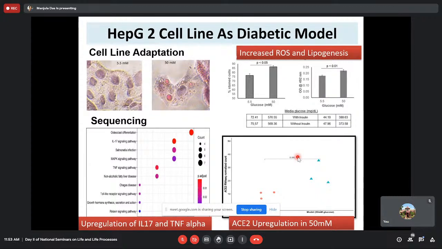For the mRNA sequencing, we sequenced the cells grown in 5.5 and 50 millimolar glucose. The results showed upregulation of various pathways, among which IL-17 and TNF-alpha pathways are prominent. To our interest, the level of ACE2 was also upregulated in hyperglycemic condition, but there was no difference in the TMPRSS level, which is the protease that helps the virus to enter the cells, as I have mentioned previously.